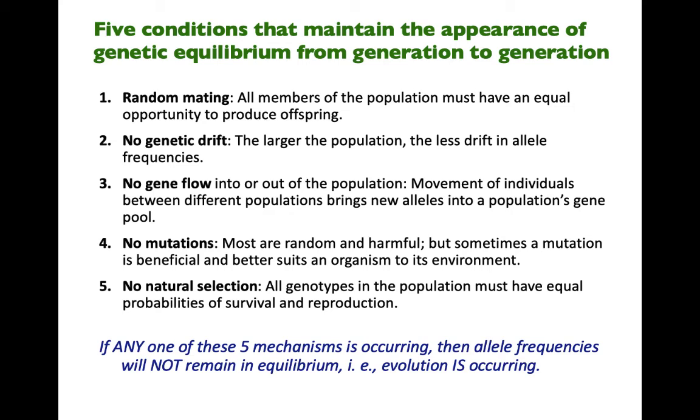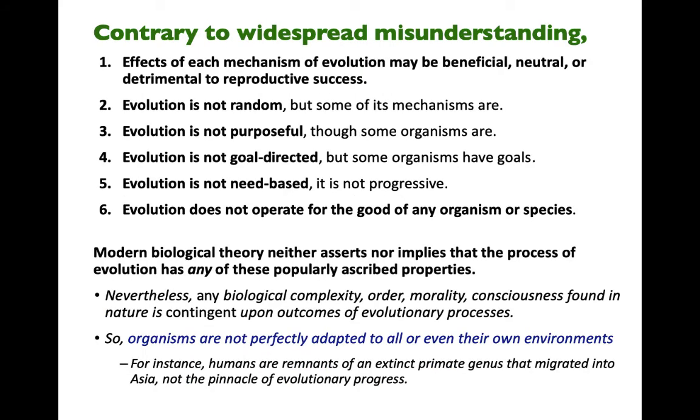If any of these 5 mechanisms is occurring, then allele frequencies don't remain in equilibrium and evolution is occurring. So all it takes for evolution to occur is one of these 5 factors. One of these 5 forces causes this change in gene frequencies from one generation to the other. Again, reminding you here that there are several widespread misunderstandings. I've mentioned these. It's a mistake to say that the effects of each mechanism of evolution must be beneficial. They can be neutral. They're not necessarily usually detrimental. Often they have no effect on reproductive success.